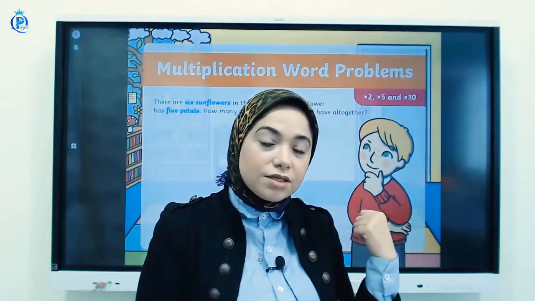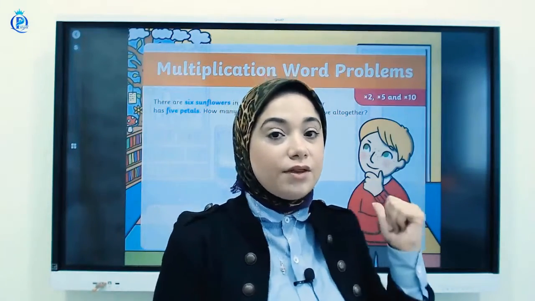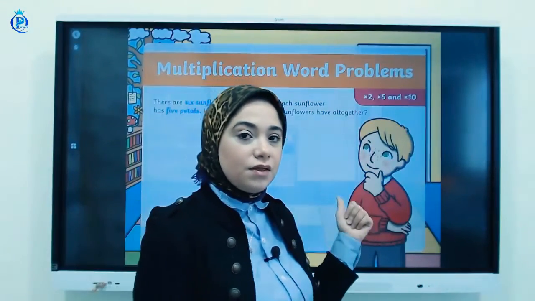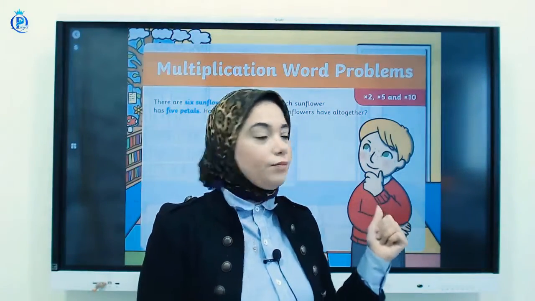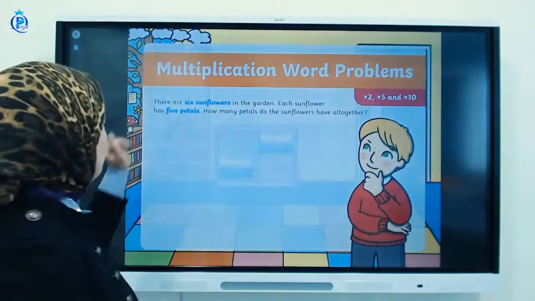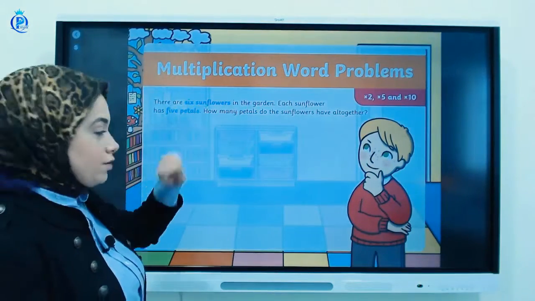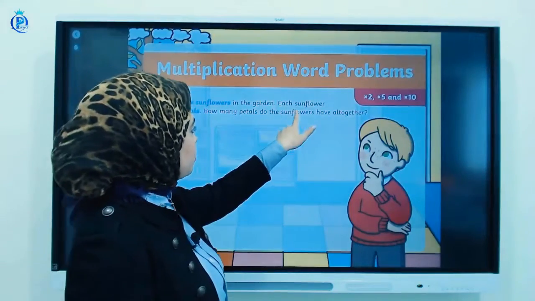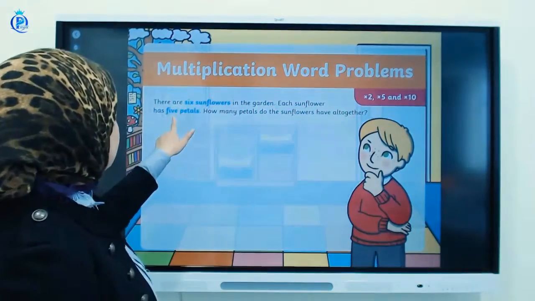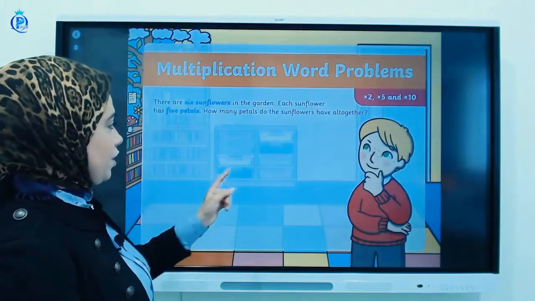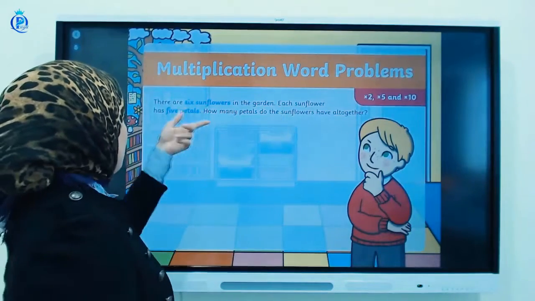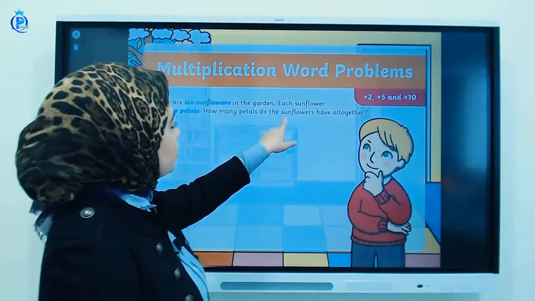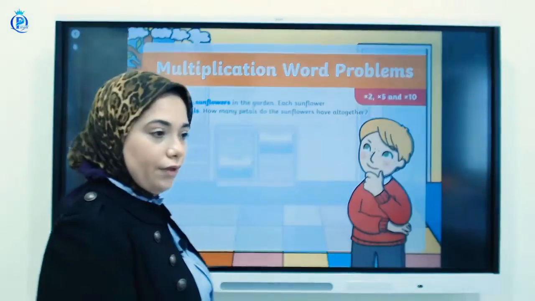Let's take another example. Here, Ahmed is thinking about this example. Look at this. There are 6 sunflowers in the garden. Each sunflower has 5 petals. How many petals do the sunflowers have altogether?